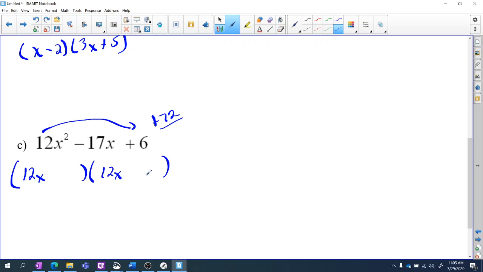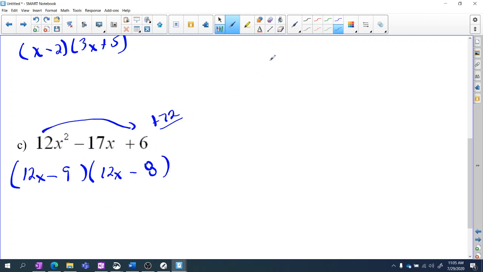Let's think. 72. How about 9 and 8? That would work nice. Now, to get a negative 17, I need a negative 9 and a negative 8. And that would work because if you multiply two negatives together, you'll get your positive 72 that you need. And if you add those two negatives, you'll get your negative 17 you need in front.